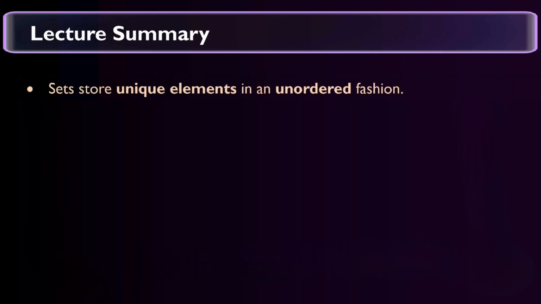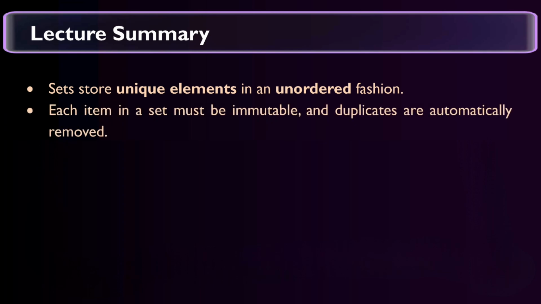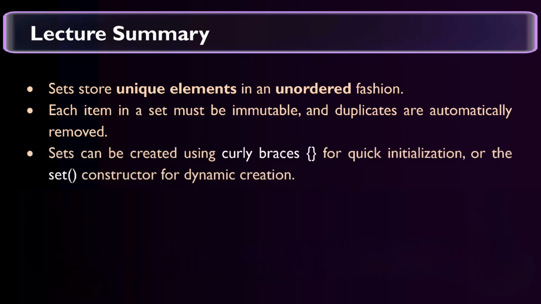Let us quickly recap what we have learned in this session on Python sets. Sets are a powerful data structure in Python that store unique elements in an unordered fashion. Each item in a set must be immutable and duplicates are automatically removed. We have seen how sets can be created using curly braces for quick initialization or the set constructor for dynamic creation, especially from other iterable data types like lists or strings.